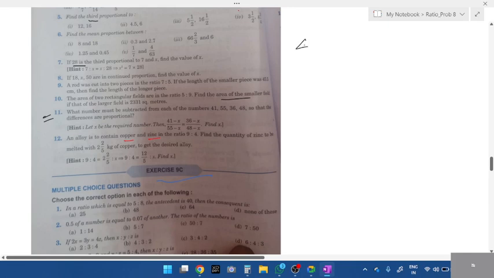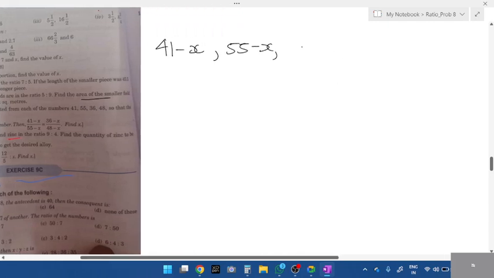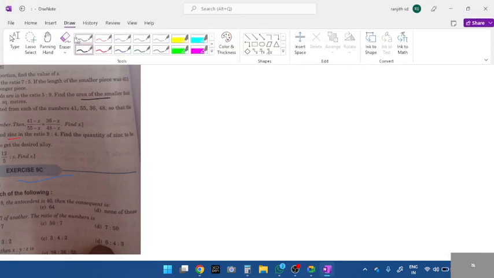Confusion. Okay. How do you solve the 11th one? See, for the 11th one, you can't use formula. For word problems, you can't use formula. That's the reason I didn't teach formula, Andrea. Look here. 41 minus x and 55 minus x. Okay. So this you can write as, remove the commas, you can write it like this.